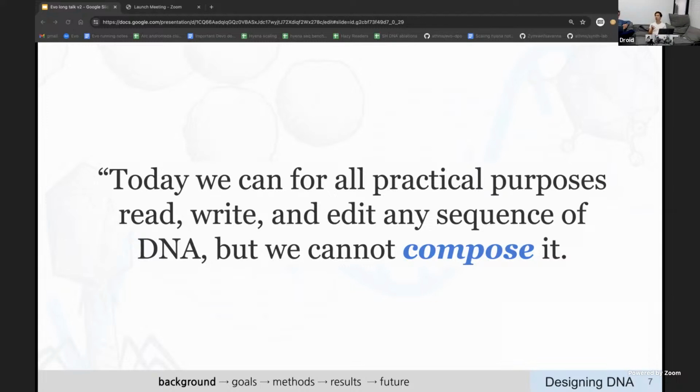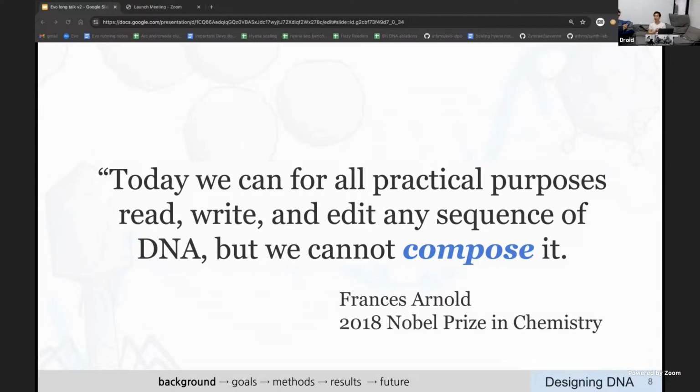And it's highlighted in this quote that I really like, which states that today we can, for all practical purposes, read, write, and edit any sequence of DNA, but we cannot compose it, right? So this is really getting at the difficulty in being able to design DNA. This was said by Frances Arnold, a Nobel Prize winner in chemistry.